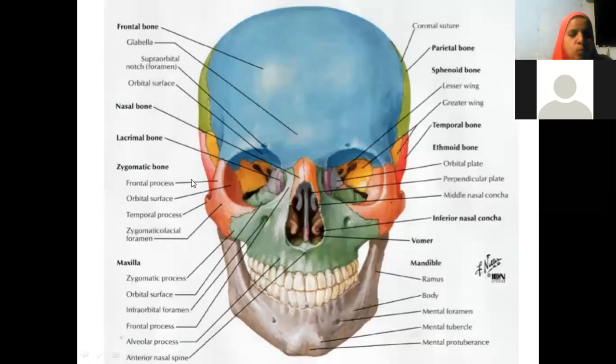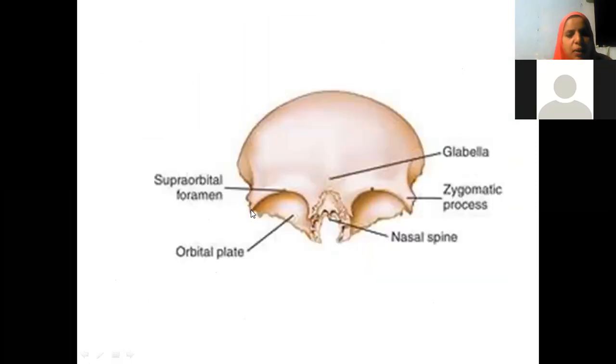So in norma frontalis, these are the various bones which you already know. This is the individual frontal bone. I said these are two individual bones in fetal life. There is a suture. What is that suture? They will ask you tomorrow.